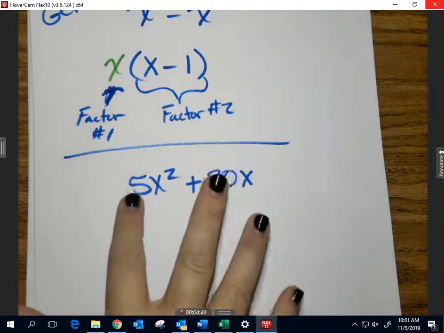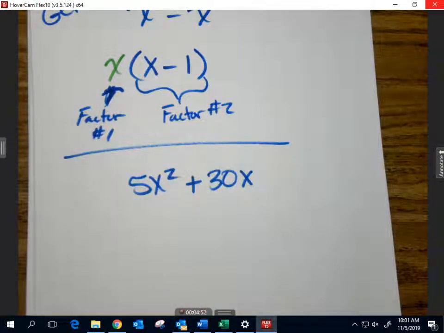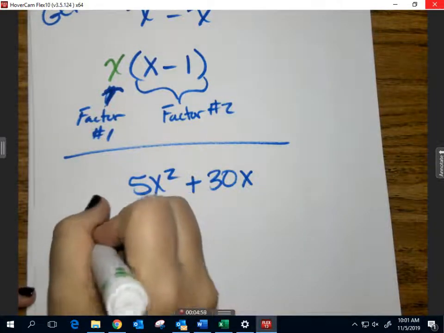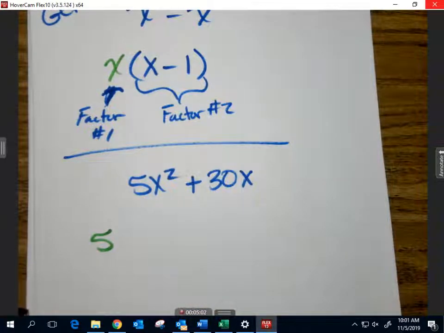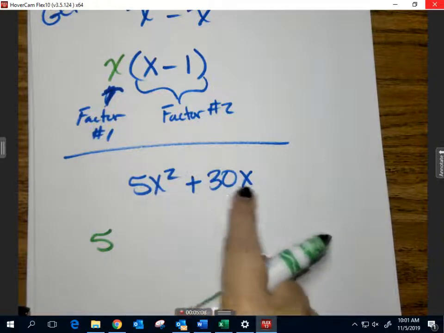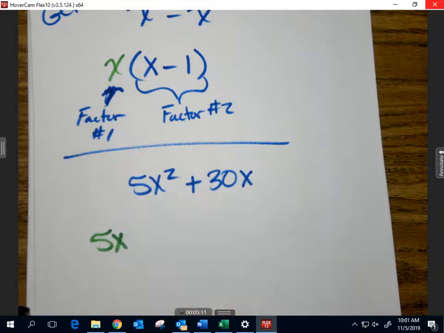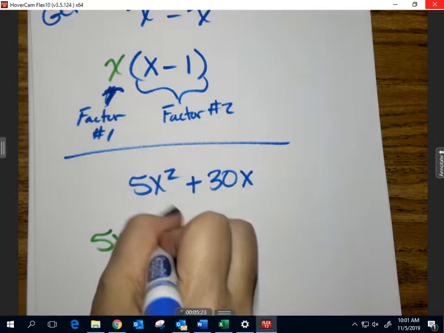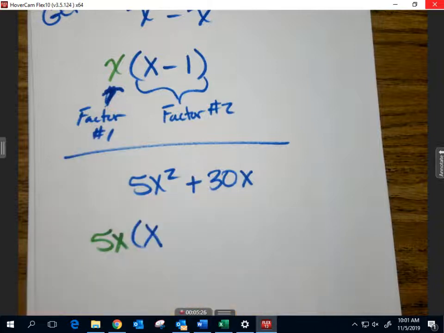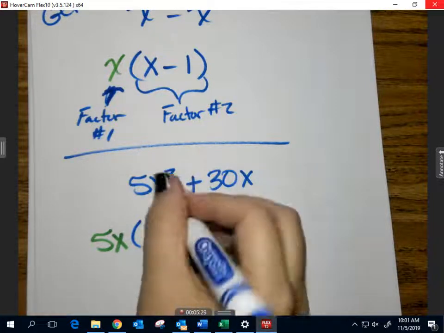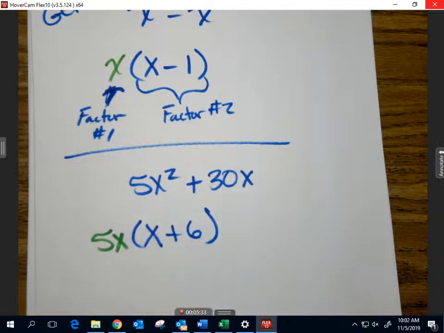So what number can go in both 5 and 30? 6? Nope, 6 can't go into 5. 5. 5 can go into 5, and 5 can go into 30 evenly. Is that its only greatest common factor? What else do they have? X. They both have an x as well, don't they? So basically, 5x times what gives me 5x squared? 5x times what gives me 30x? And there's your two factors.